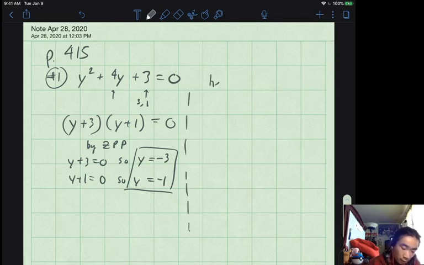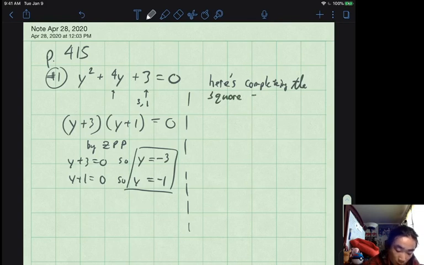Right, so here's completing the square. It's another way to go about solving these equations, not with factoring. Here's completing the square, and we're using this to solve for y.